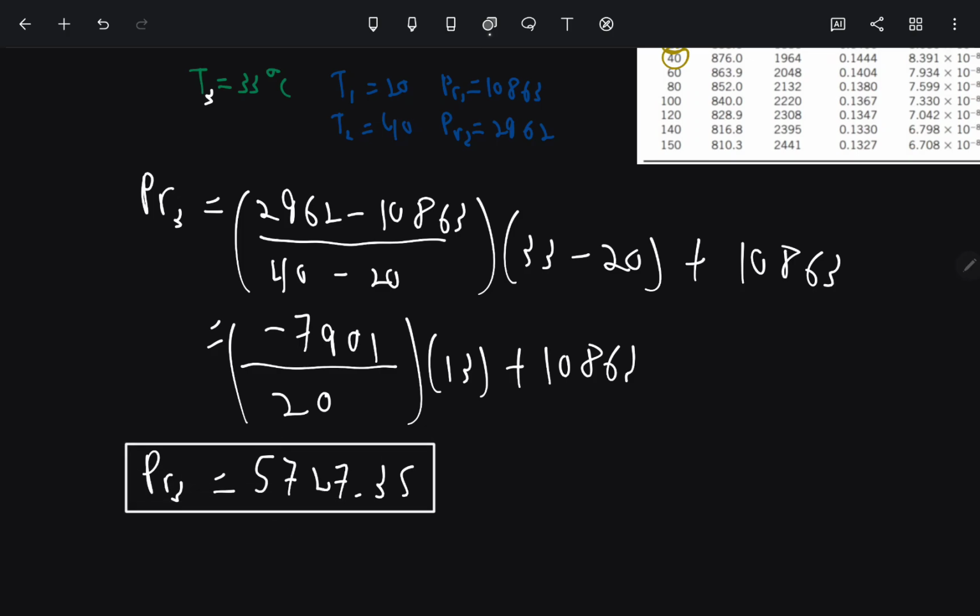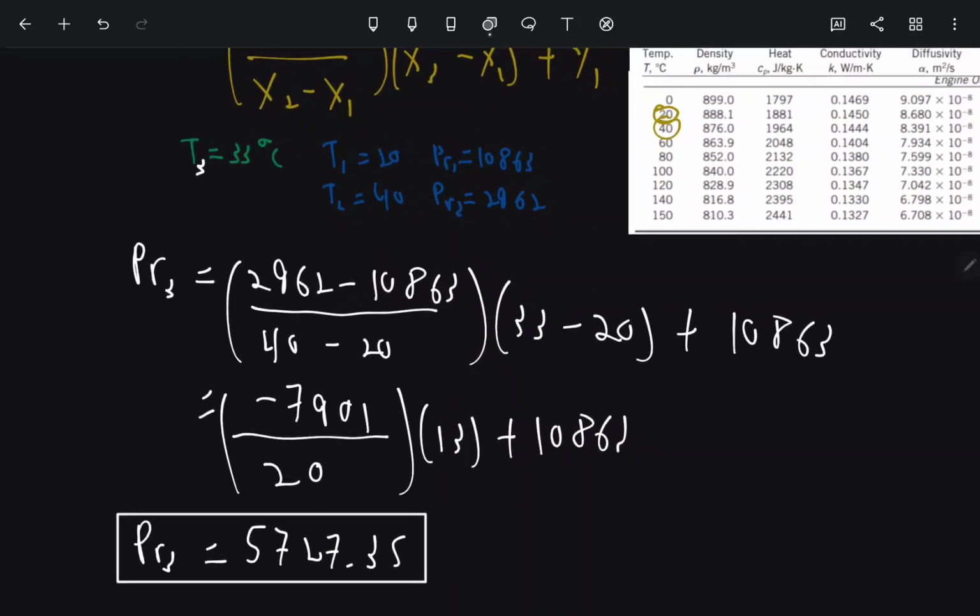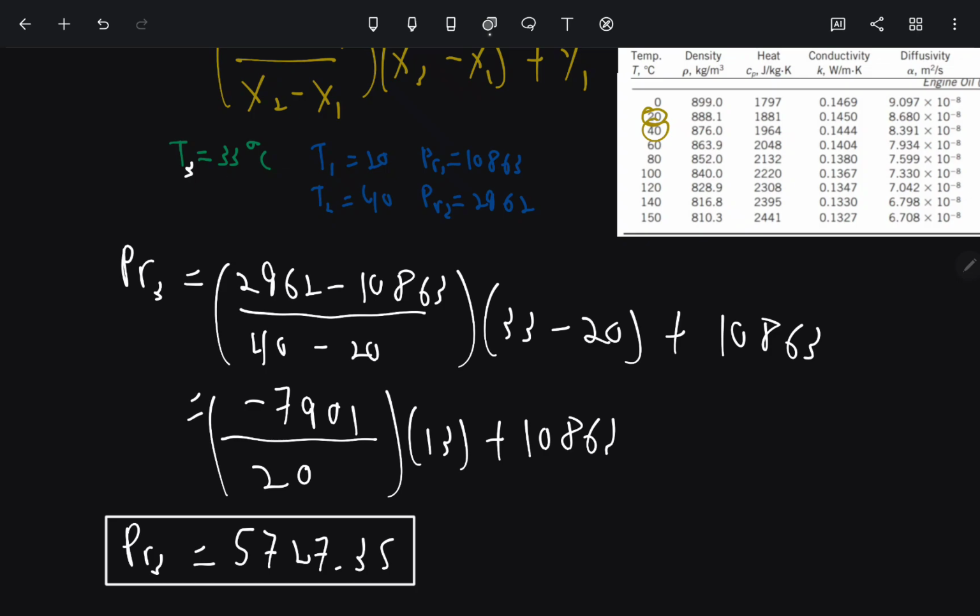Now, let's double check to make sure this makes sense. We are a little bit above 30, a little bit above halfway. So we should expect this to be about halfway between these two values here. So between 11,000 and 3,000, about 6,000 makes sense. So this number should make sense.